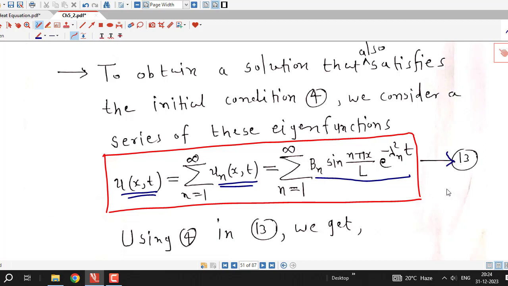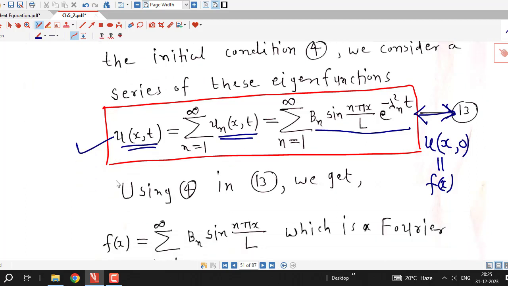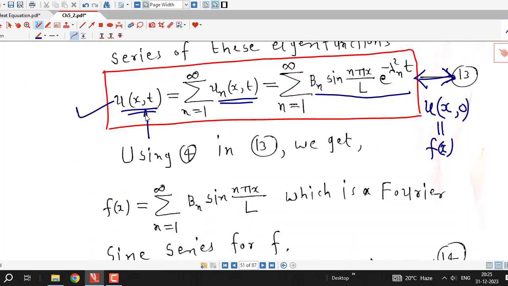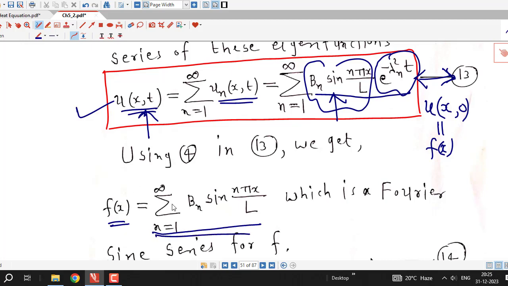Now to use the initial condition, I have to take t equal to 0 and u equal to f(x) in equation number 13. I am using the initial condition for this solution. So I am writing here u equal to f(x), and on this side I am taking t equal to 0. So here I have t in the power of e, so I will have e raised to 0, that is 1, and the rest of the things are independent of t, so they will remain as they are. So I have obtained that f(x) equal to sigma bn sin(n pi x / L).